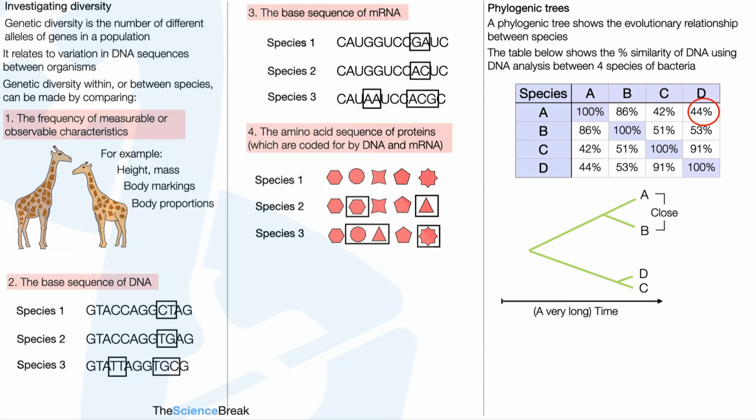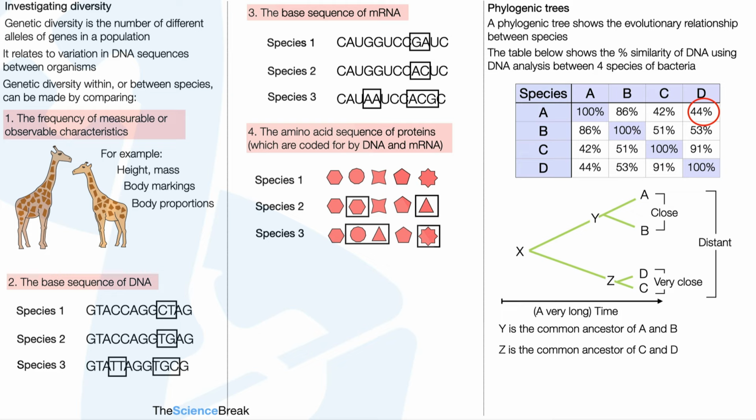But we can also see that D and C are very closely related because they have a 42% and 44% difference compared to A, but they are close to each other. And the biggest distance is between A and C. That's the biggest difference in the species. So at point X, point Y, and point Z, we can see that at Y, this is the common ancestor of A and B, and Z is the common ancestor of C and D. X is the common ancestor of all of them, of A, B, C, and D. So that's how you would read a phylogenetic tree.